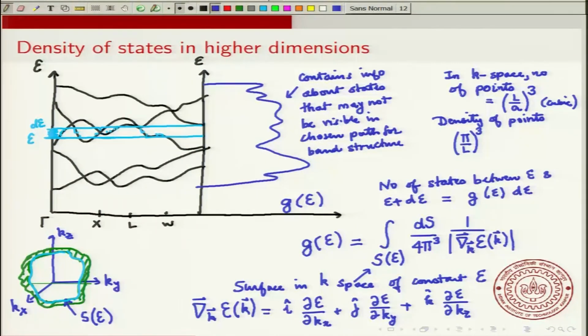Now, I should mention this just for completeness, that I could ask for the contribution to the density of states due to a single band. So, if I just look at one band, let us say I just look at this band and the density of states only due to this band, I ignore all the other bands. Then the density of states due to this band will look something like this. And this is sometimes referred to as G of E, with subscript n. So, this is the band index.